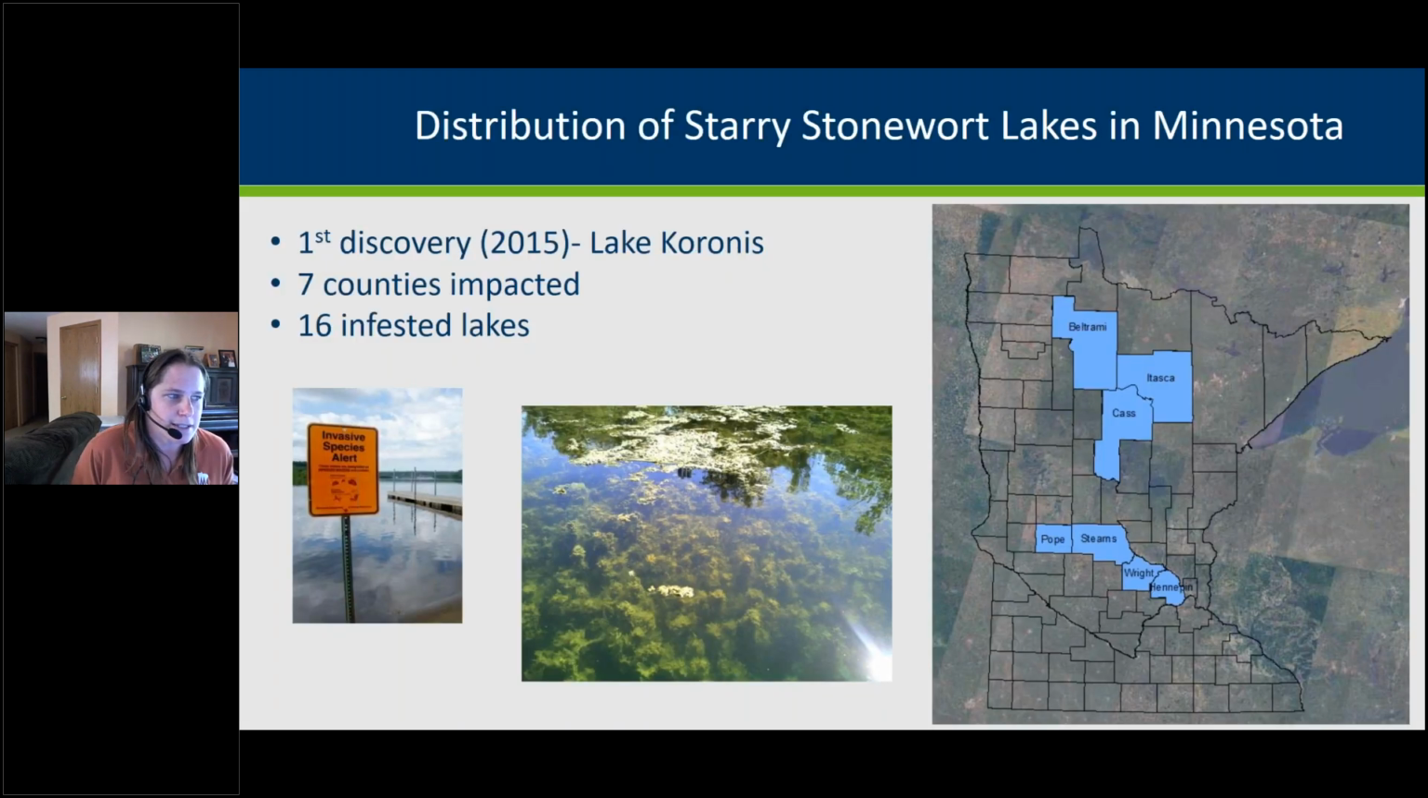Starry stonewort was discovered in Minnesota in 2015, and since then, it's in 7 counties and 16 lakes. Over half the lakes are managed by various lake groups and local units of government. Some of these infestations range from less than an acre to lake-wide distribution.